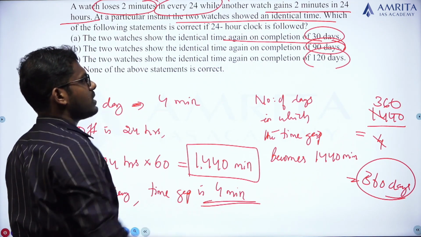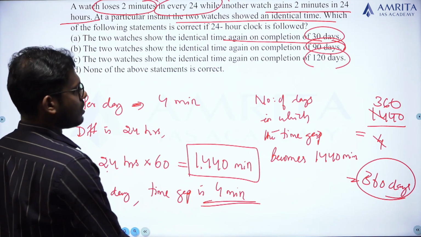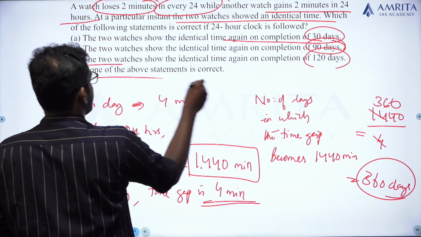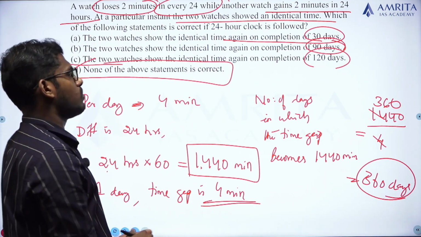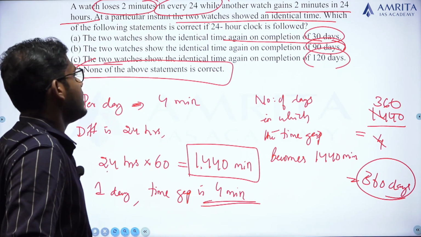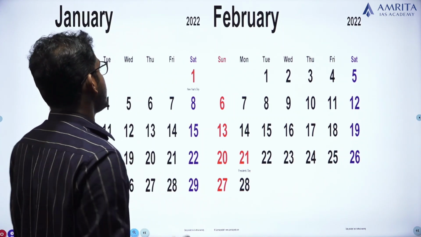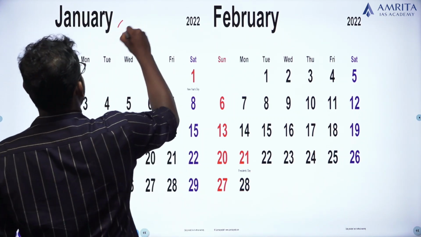However, none of the three options mention the actual value. So the answer for this question is option D, none of the above statements is correct. So the answer for this question is option D. Clear? Next, we are going to discuss our second topic, that is calendar.